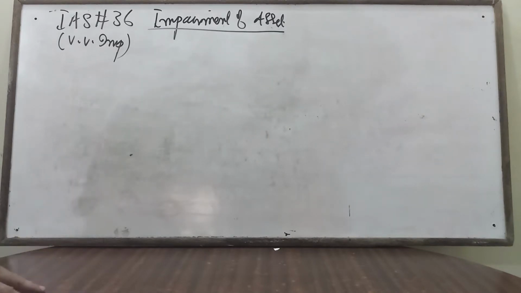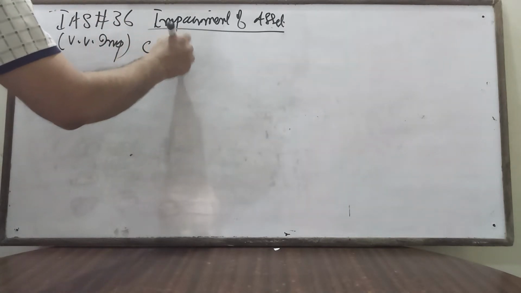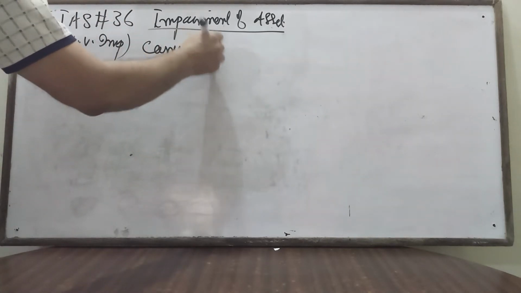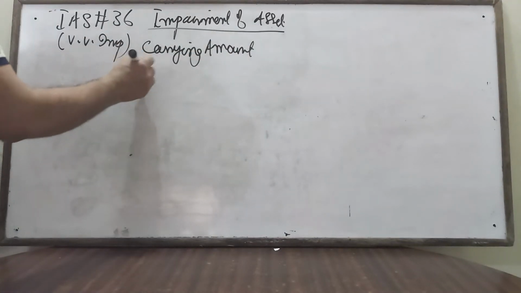The purpose of this standard is to ensure that all non-current assets are carried in the balance sheet at the carrying amount, but not more than their actual value or recoverable amount. In this impairment, two things are very important: the carrying amount and the recoverable amount.